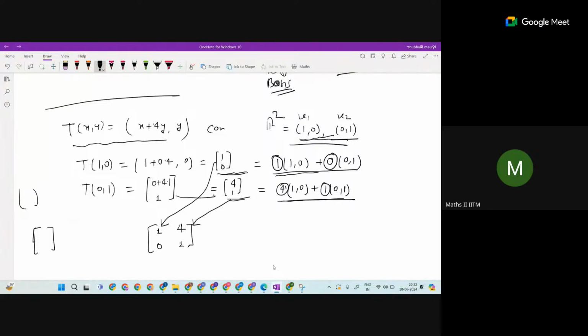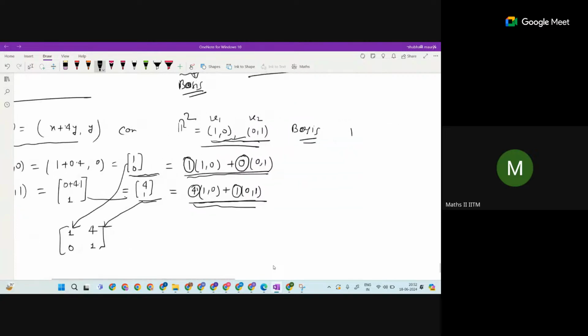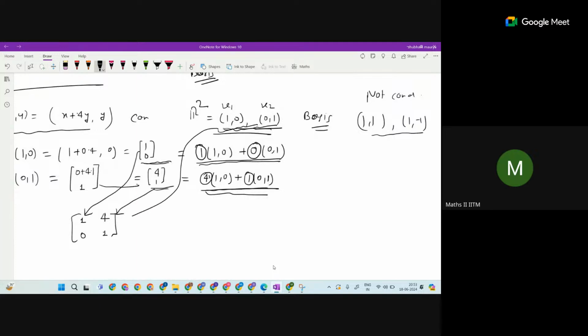Then you will ask why we are expressing this by this. The reason is, if I change the basis to something different, another basis of R2 that is not the canonical basis, for example (1, 1) and (1, -1). This is another basis of R2, but not canonical. Our canonical basis is (1, 0) and (0, 1). With respect to that, this matrix is this one.